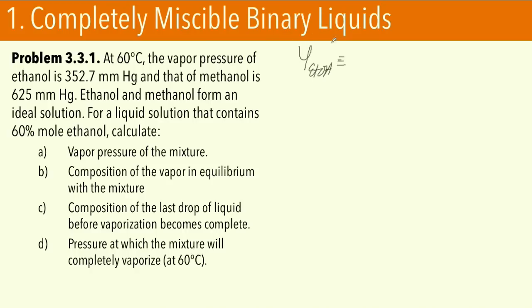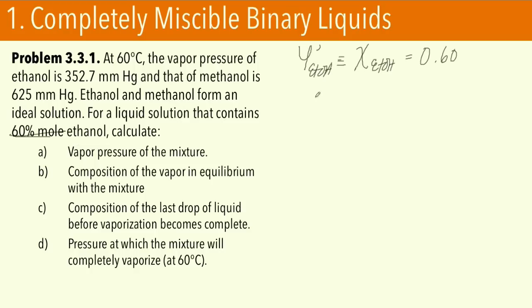Okay, so overall, the composition of ethanol in the vapor phase at this point, let's call this prime here to differentiate it from A and B, is going to be equal to the mole fraction of ethanol in the original. Overall this is 60%, so this is going to be 0.6. We can work backwards from what we did over here in B.